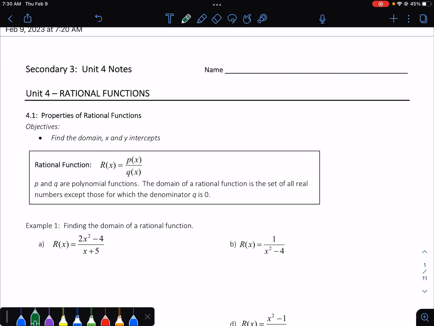We're going to talk about rational functions today. So rational functions are where you have a polynomial over a polynomial. If p of x is a polynomial and q of x is a polynomial, then we divide those two things, and that would be a rational function.